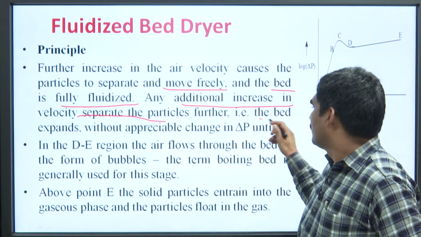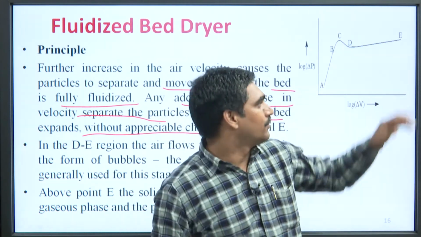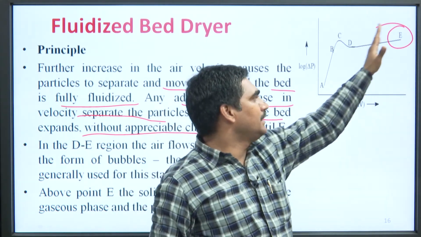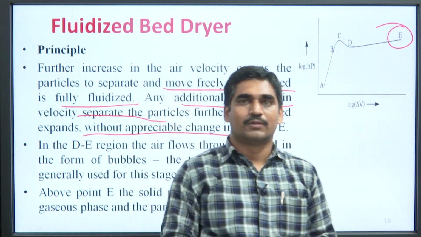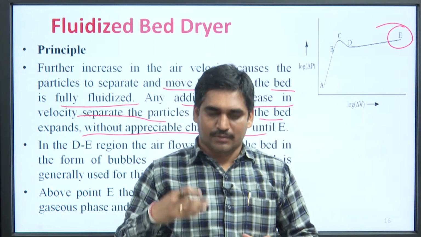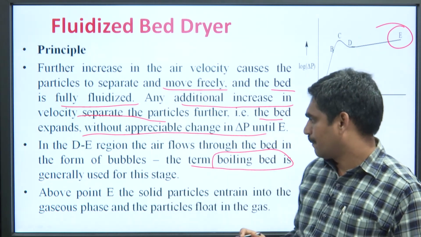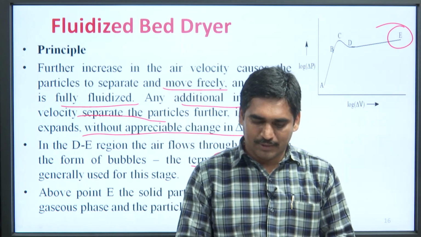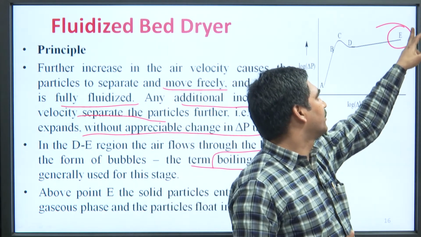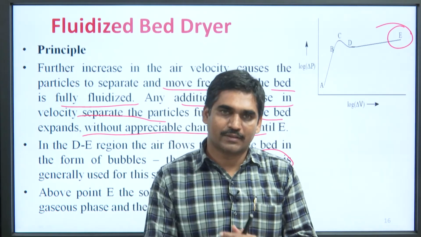Any additional increase in velocity separates the particles further. So, the bed expands without appreciable change in delta p up to point E. In the DE region, the air flow through the bed is in the form of bubbles. So, this is called a boiling bed. Above point E, the solid particles enter into the gaseous phase and the particles float in the gas.